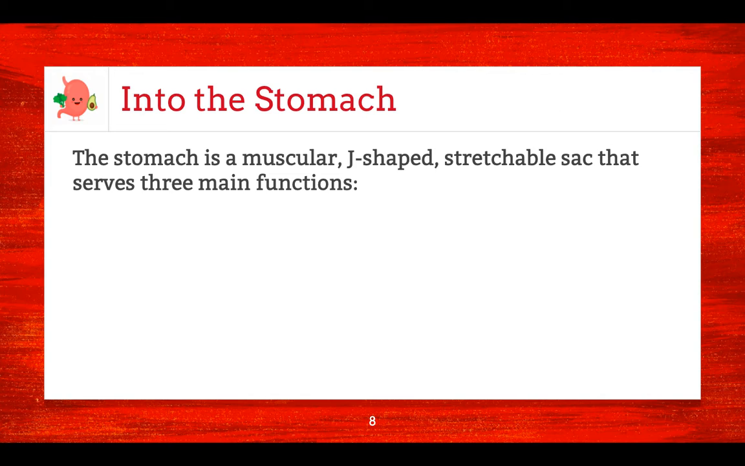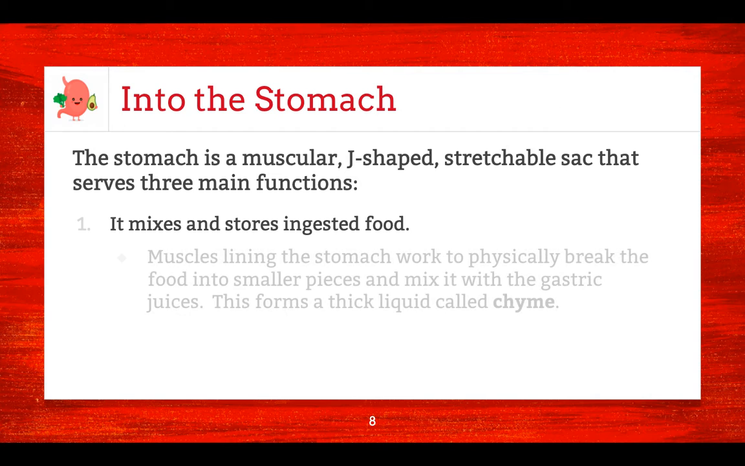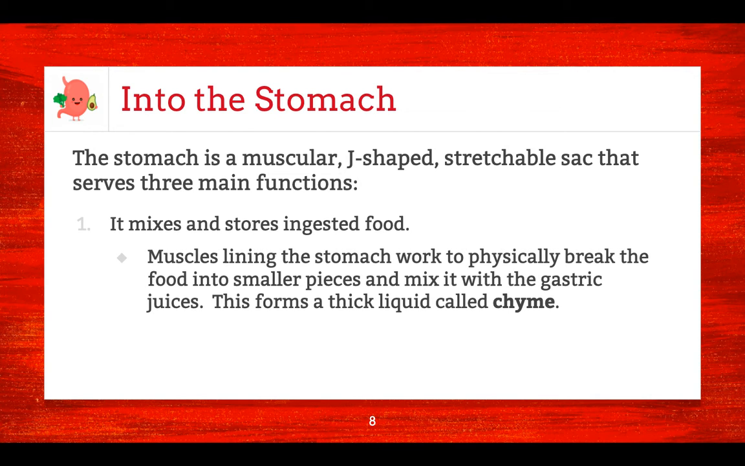So now the food has reached the stomach. And the stomach is a muscular J-shaped stretchable sac that serves three main functions. So it's going to mix and store the food. So there's muscles in the stomach that are working just like the muscles that you just saw in the small intestine. So they're churning the food to physically break it into smaller pieces and mix it with the gastric juices. And this forms a thick liquid called chyme.